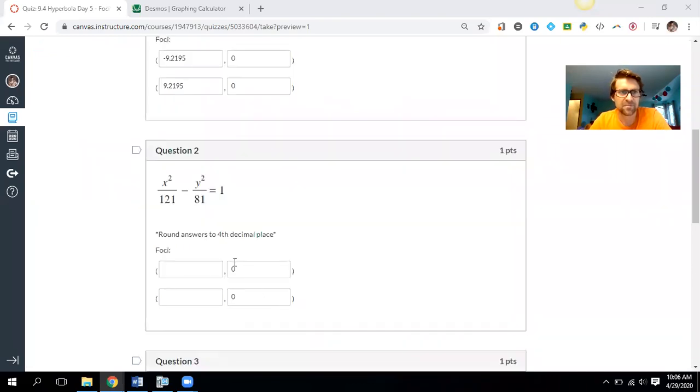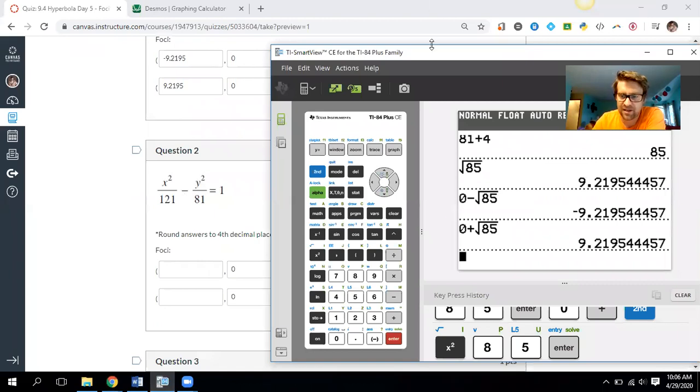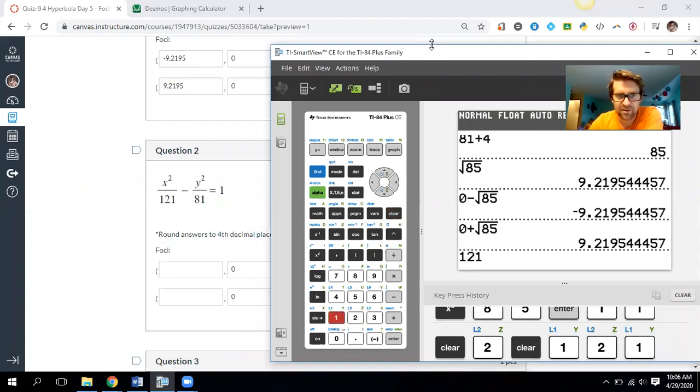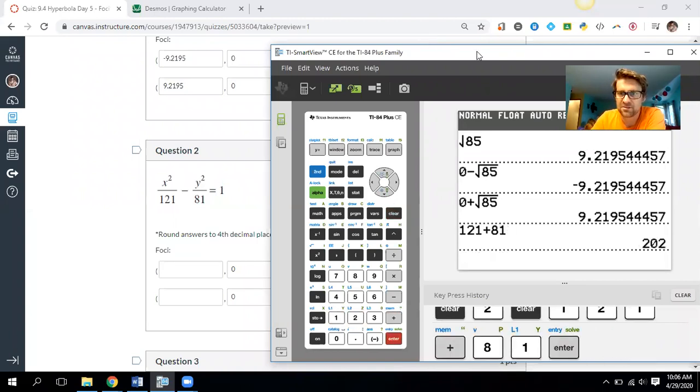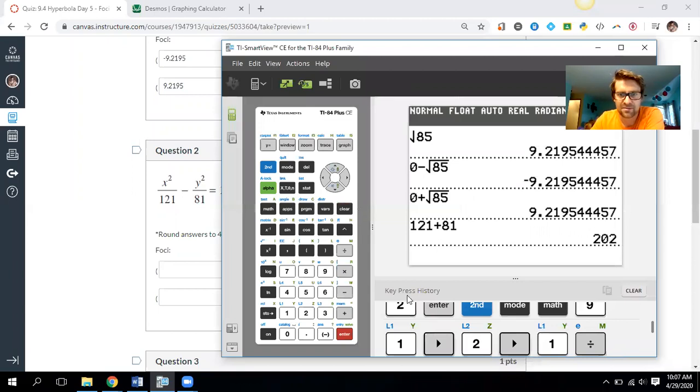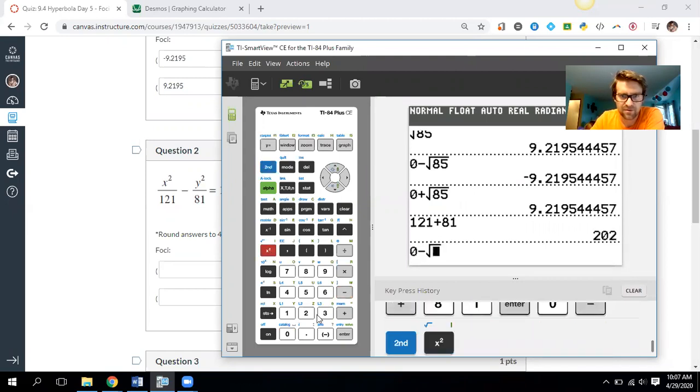So that's how we get 0 here. Now what we need to do is to take our h, which is 0, and add or subtract the square root of these two numbers added together. So I'm just gonna, in my calculator, add those numbers together. 121 plus 81, probably just do that in my head, is 202. All right, so we're gonna take our h number, which is 0, and subtract the square root of 202, so 0 minus the square root of 202.